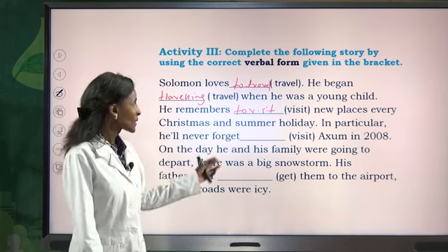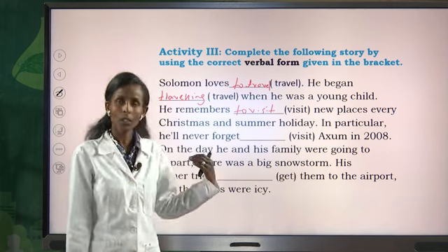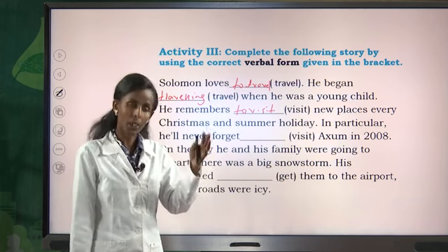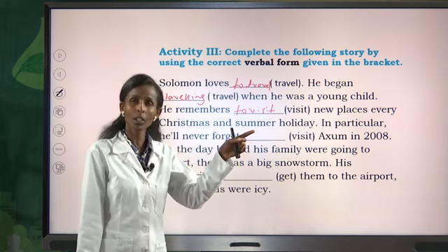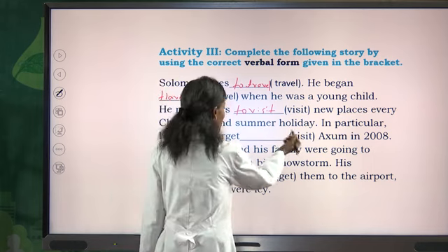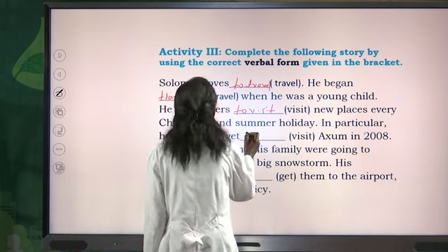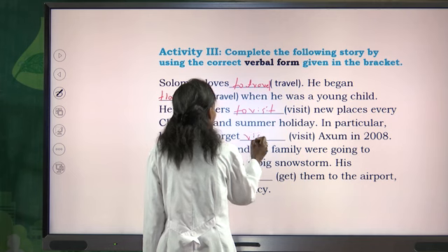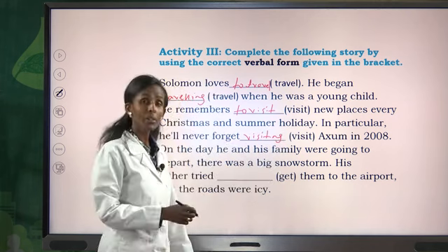The next one, in particular, he will never forget, in bracket, visit Aksum in 2008, which means since 2008 is past, he made a visit to Aksum, and then remembers that he visited Aksum. So the first action is what? Visiting, and remembering comes later. So this tells you that the verbal form for visit would be gerund. So he will never forget visiting. After he visited, he always remembers it.